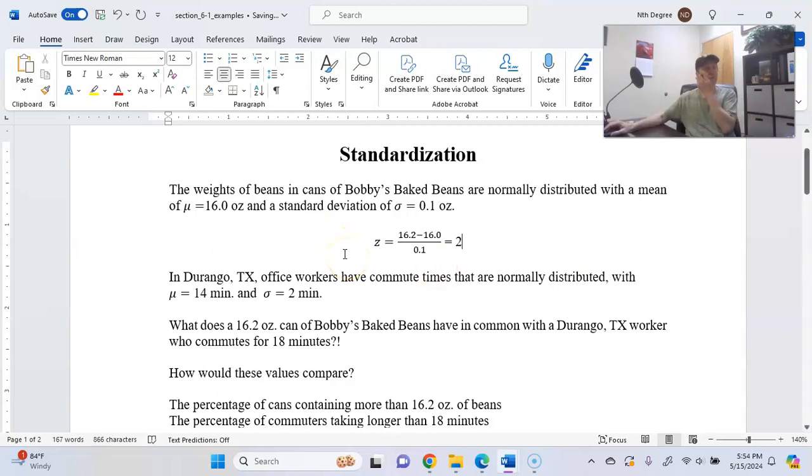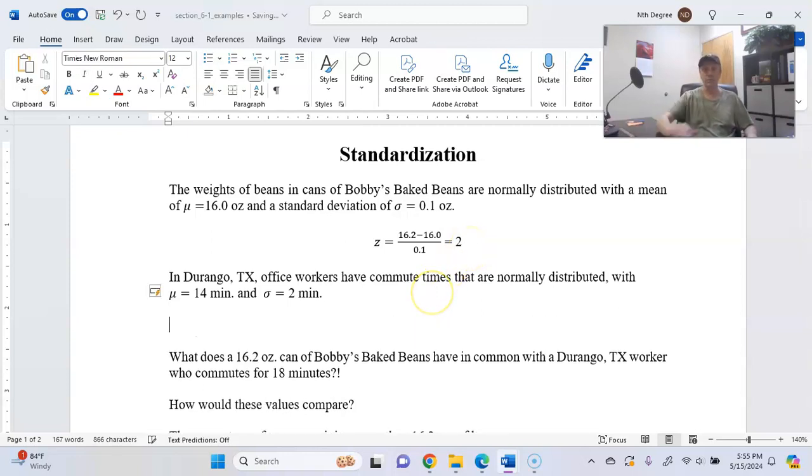By the way, what would be the units for that? Let's see. In the numerator, we're measuring ounces, and in the denominator, we're also measuring ounces. So those units actually cancel each other out. So the z-score ends up being just the number 2 with no unit on it. And that basically is why we can apply it to any unit, really.